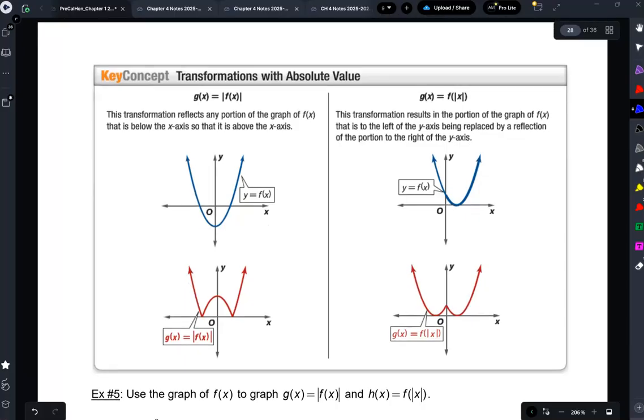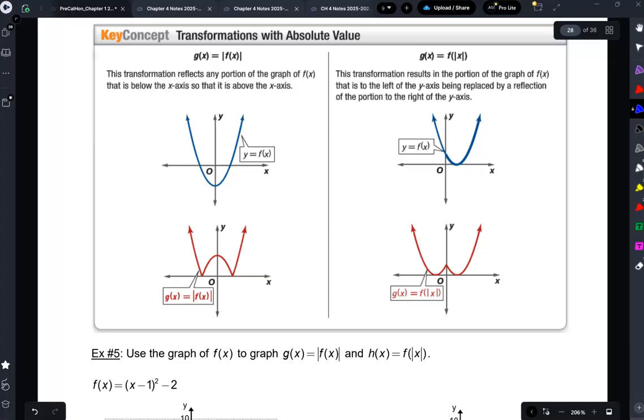Now my favorite ones. What if you have transformations with absolute value? Now this you haven't done before. If you have absolute value of f of x, now another word for f of x is what? Y. That means you are putting the whole y values in an absolute value, making them all positive. So this is f of x. This is absolute value of f of x. So take a look.